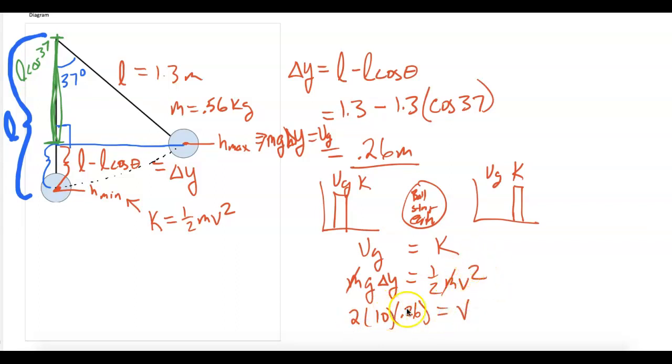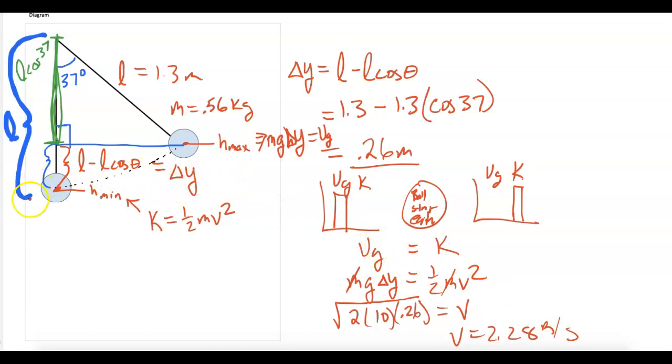But there's a square there, so I want to take the square root of both sides. So I'm going to take the square root of both sides, and square root of v squared gives me v. So now I'm going to do 2 times 10 times 0.26, and I'm going to take the square root of that number, and when I'm done, I get 2.28. So our velocity here is equal to 2.28 meters per second.